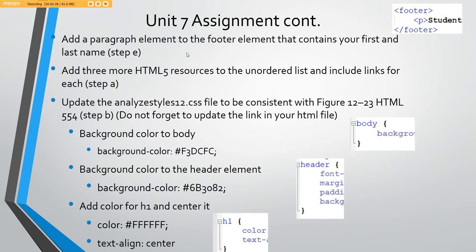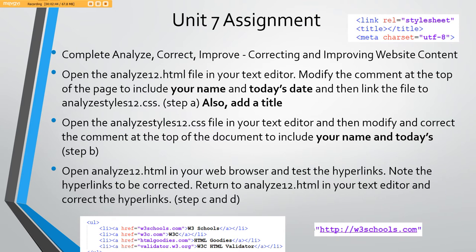Then you're going to add a paragraph element to the footer that contains your name. So here's the footer. You're going to add a paragraph element and your name. Then you're going to add 3 more resources to the unordered list. So if we go back, you're going to add 3 more onto this list. Now they have to start with LI and have to have the A, which is the anchor element. And it'd be right after this one, but before the end of the unordered list.